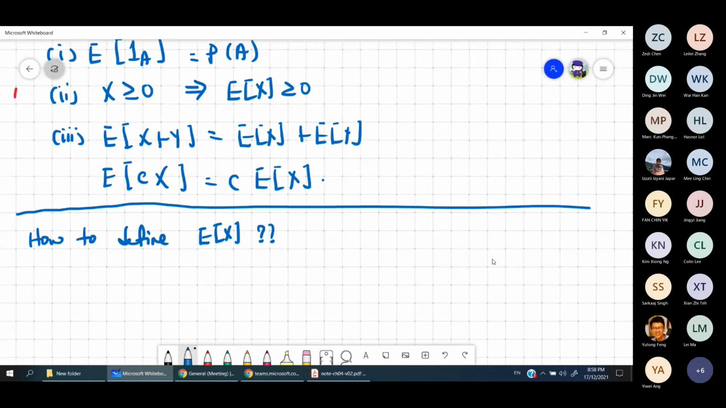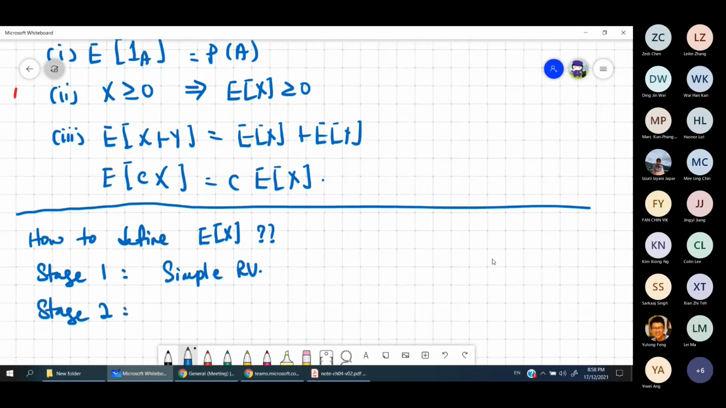All right, so we split into 3 stages. Stage number 1, we consider simple random variable, and then we construct or define what is the expectation value. Okay, so that is stage 1.